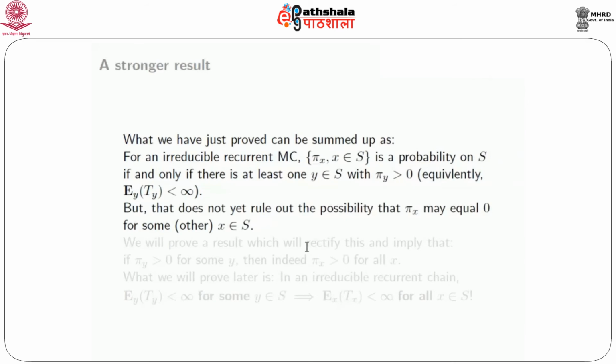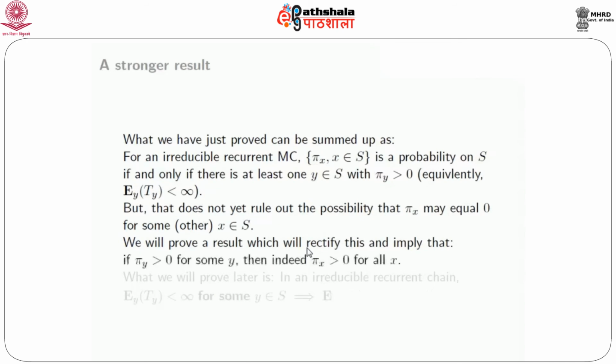But that does not yet rule out the possibility that pi x may equal 0 for some x in S. All it says is that if one of them is positive, then the numbers together add up to 1. That's a probability. But some of the other pi x's could still be 0. We will prove a result which will actually rectify this. What it will imply is that, no, if pi y is positive for some y, then none of the other pi x's can be 0. All the pi x's are actually positive in that case. So that's the result that is about to come.